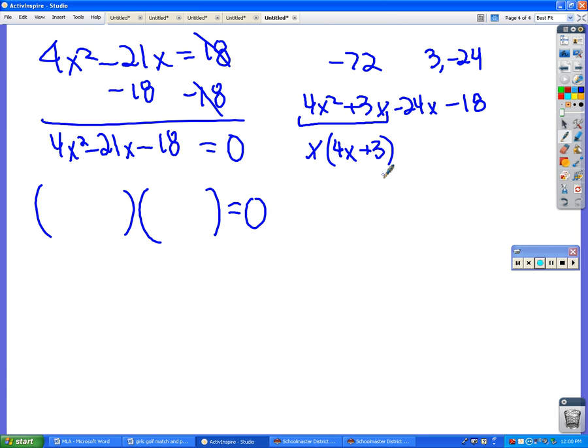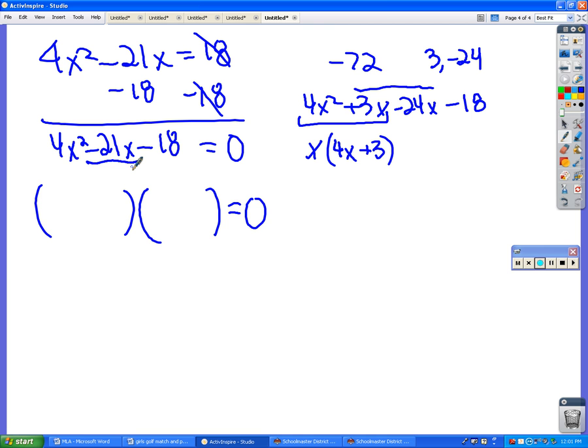Okay. Let me help you out. Do you understand where I got the negative 72? And you understand where the 3 and the negative 24 come from? So what the 3 and the negative 24 tells me is how to rewrite negative 21x. Because negative 21x is the same as 3x minus 24x, right? Because 3x take away 24x's is negative 21x.